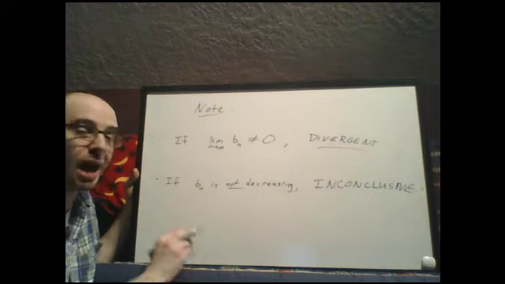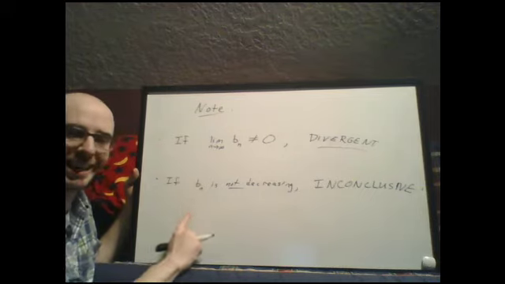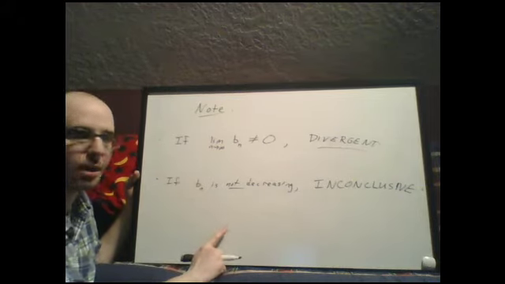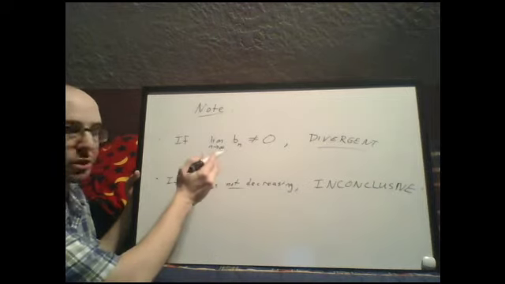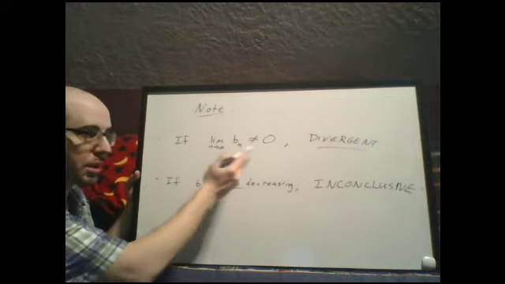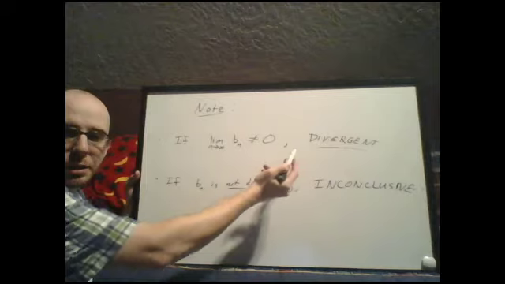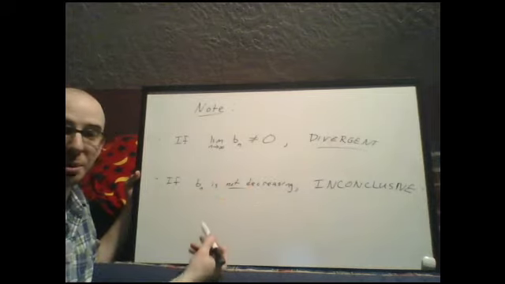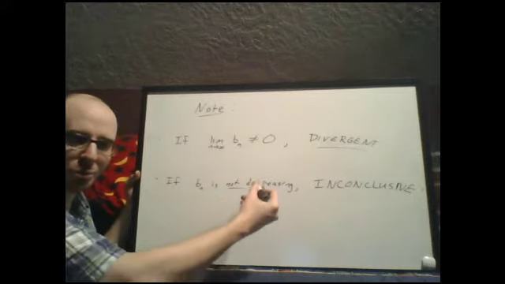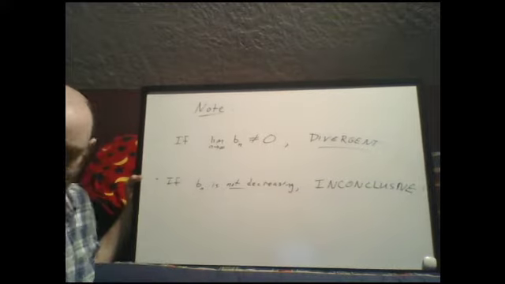Now if bn is increasing, then it's actually going to turn out that the limit's not 0, so you'd have divergent, because the bn's are positive. If they're increasing, they're not going to approach 0.